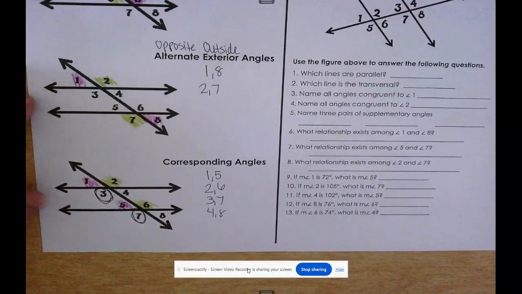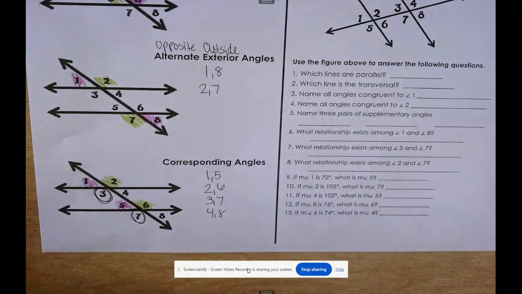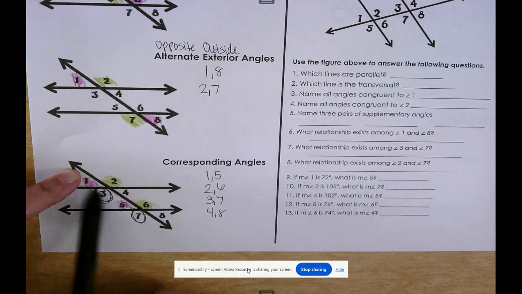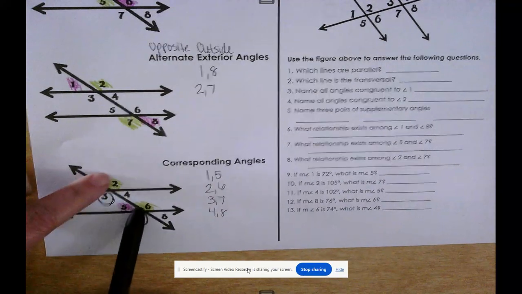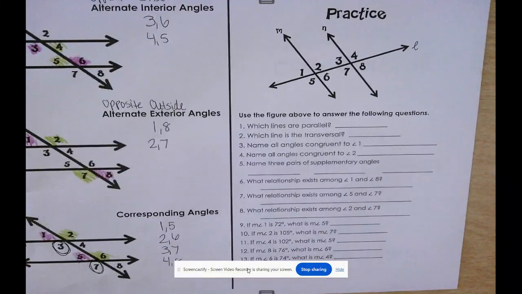Then our last one is called corresponding. So this is where it's the same angle on both of the parallel lines. It's going to be an outside angle and then one inside angle, and they're on the same side, but they're just not side by side. So we have 1 and 5, 2 and 6, 3 and 7, and 4 and 8. So now we're going to answer some questions.